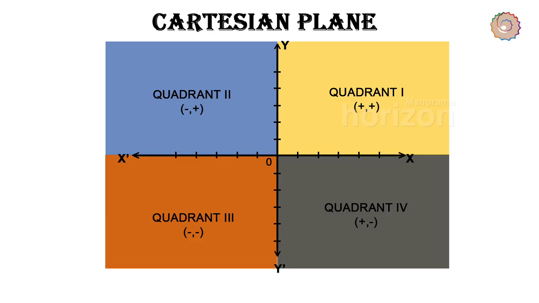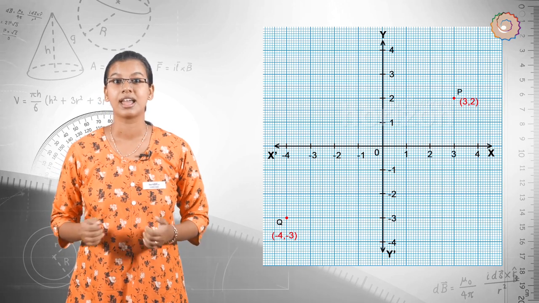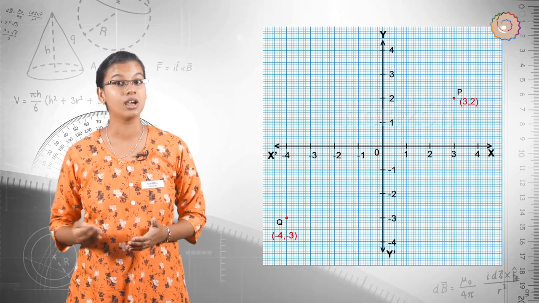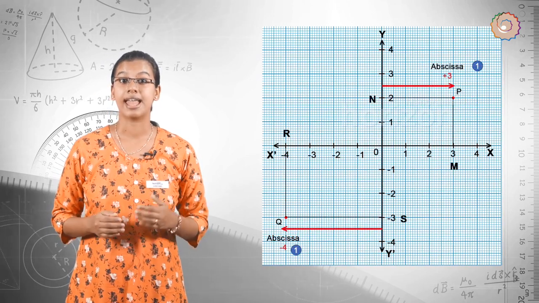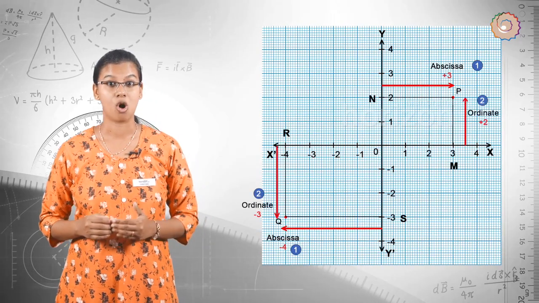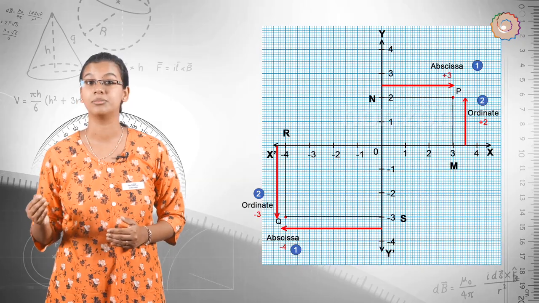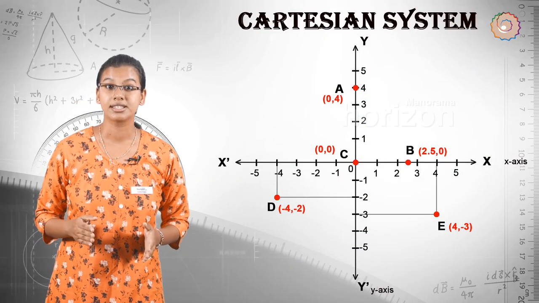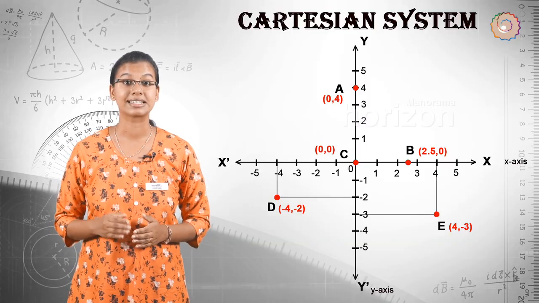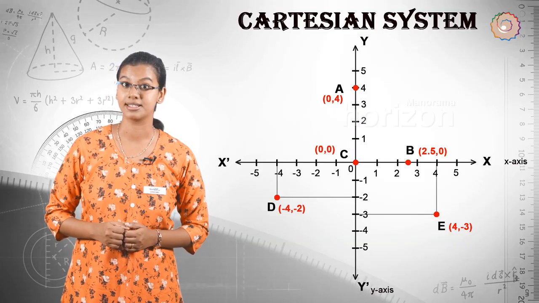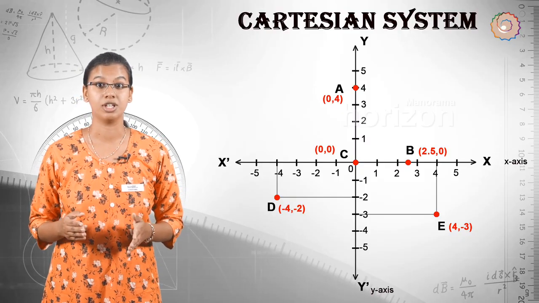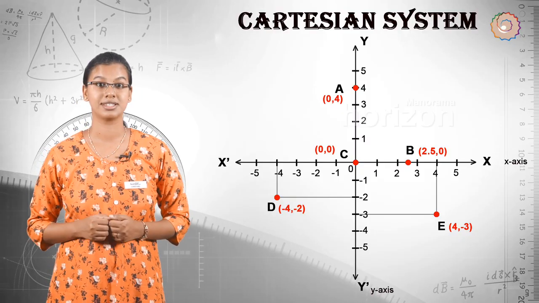Every point has unique coordinates expressed in brackets, with the x-coordinate or the abscissa first and then the y-coordinate or ordinate, where the abscissa is the distance of the point from the y-axis and the ordinate is the distance of a point from the x-axis. The coordinates of a point on the x-axis are of the form (x, 0) and on the y-axis are of the form (0, y). Also, the coordinates of the origin are (0, 0).